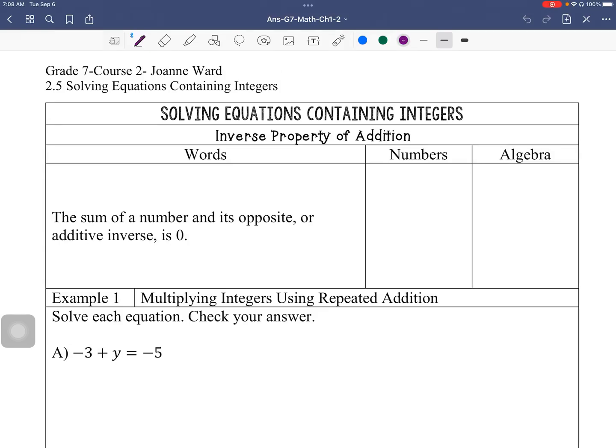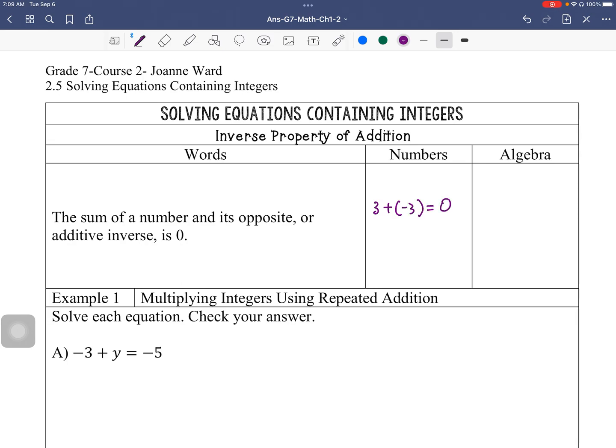So 2.5, I want to talk about solving equations containing integers. First of all, I want to talk about the inverse property of addition. So what is this? In words, the sum of a number and its opposite, or additive inverse, is 0. In this example, we have 3 plus -3 equals 0.